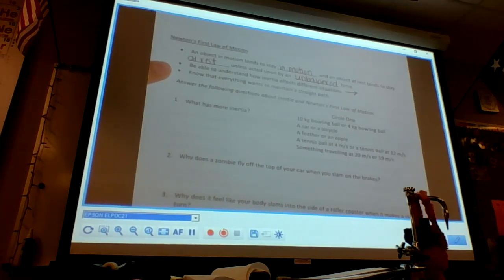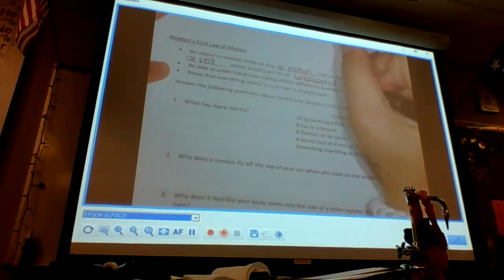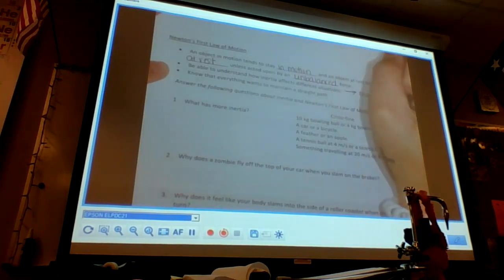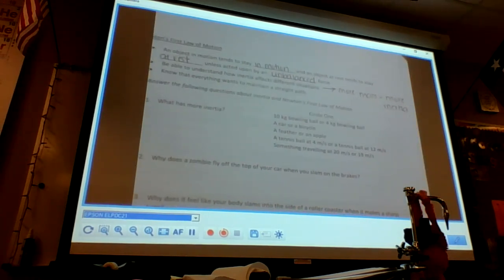What's the main thing that contributes to how much inertia something has? The mass. So we're going to write more mass equals more inertia. More mass equals more inertia. Okay, that goes back to the Hulk having more inertia than me because the Hulk has more mass.